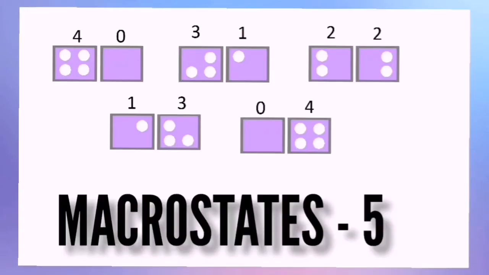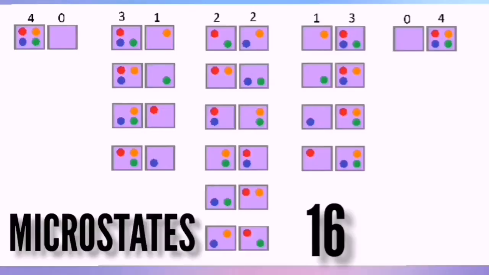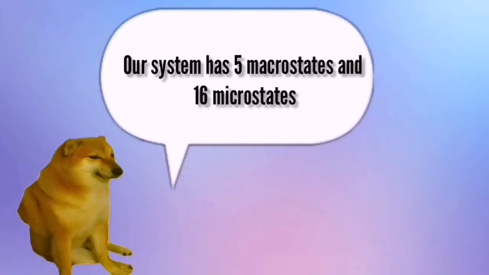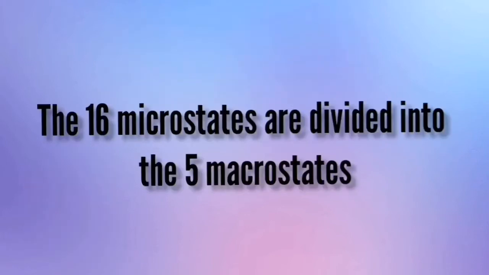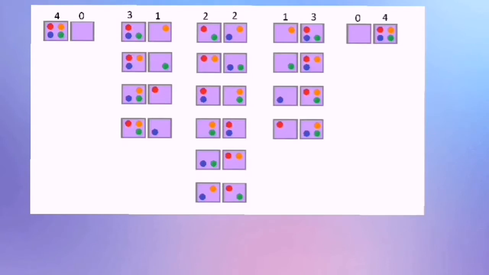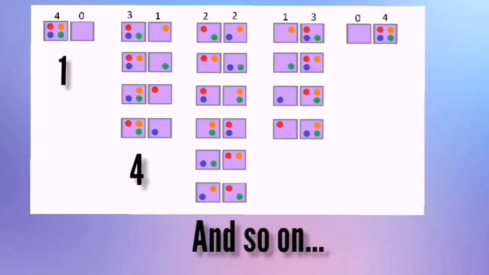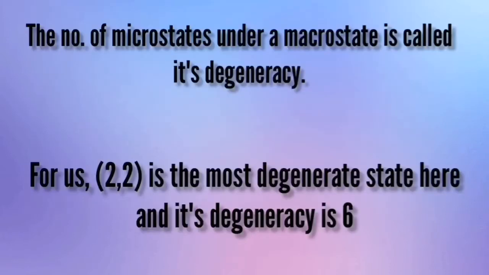Here, all the possible combinations for the white balls are our macrostates, and all the possible sub-configurations of each macrostate are our microstates. Our system has 5 macrostates and 16 microstates in total. The 16 microstates are divided into these 5 macrostates, each macrostate having some number of microstates under it. Often, the number of microstates under the macrostate is called its degeneracy.